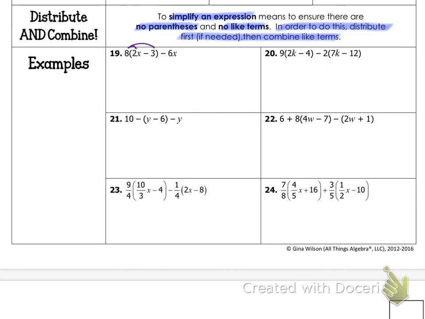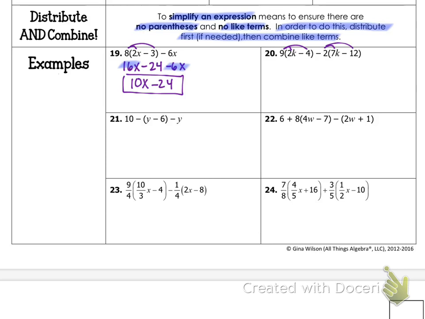So 8 times 2x is 16x, and 8 times -3 is -24, and I'm going to bring that 6x down. Now I have two like terms. I have two terms that are x's, so I can do 16x minus 6x, which is 10x minus 24, and that's your final answer.